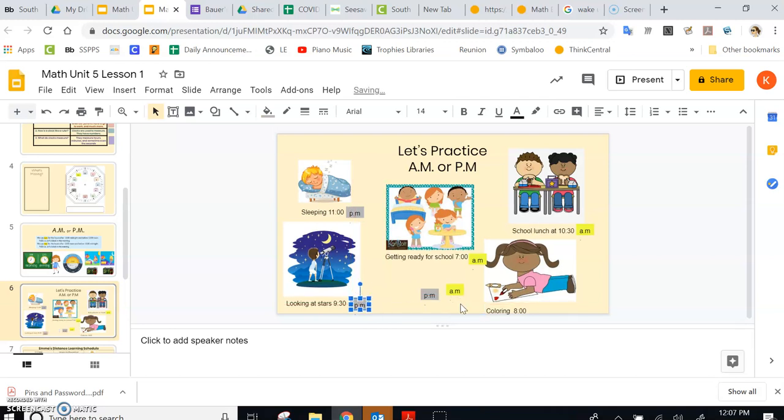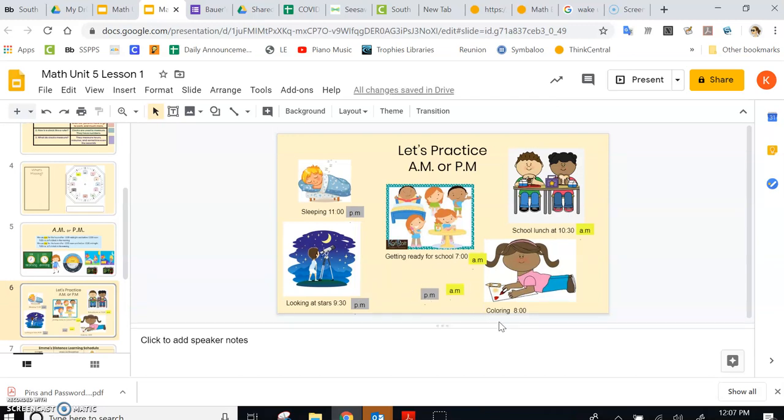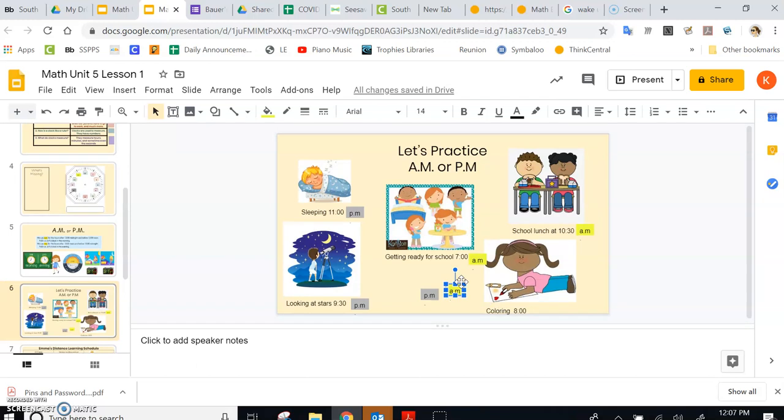And now I have two left right here, AM and PM. And I have to figure out coloring. 8 o'clock. Well, is that 8 o'clock AM or 8 o'clock PM? Well, some of you might have said AM. You can color at 8 o'clock AM, and that's perfectly okay. Some of you might have said PM. I like to color before I go to bed because it calms me down, and that's perfectly okay too. Coloring can be done in the AM or the PM. You just need to decide which one it is if you are being asked a question.